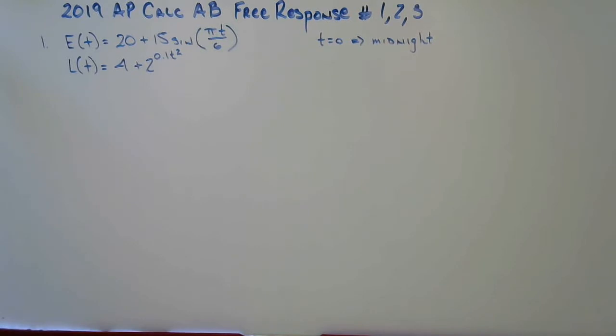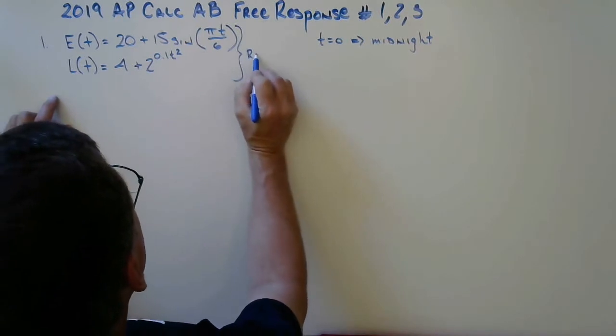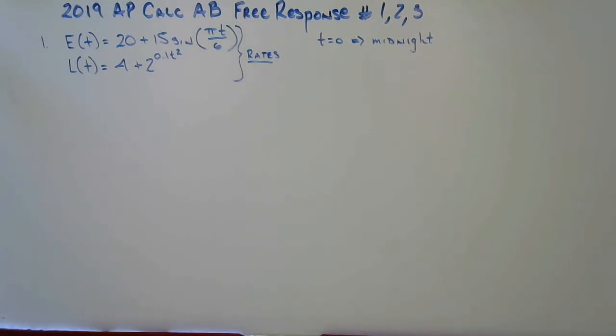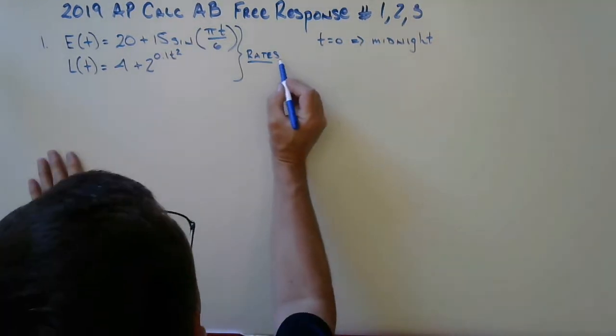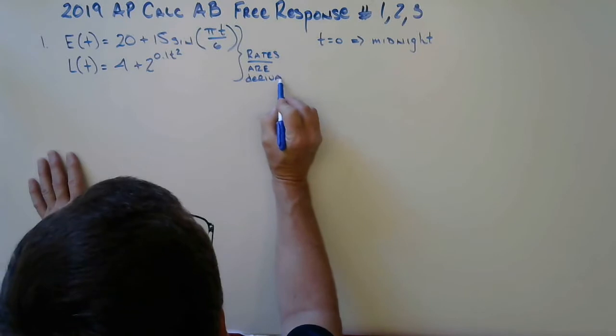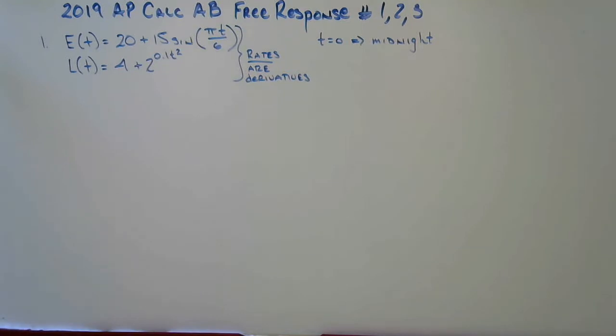So we want to know how many fish enter the lake. Remember, these are rates. Rates mean that's the rate of fish per hour. That's not the number of fish entering the lake. And we know rates are derivatives. Since rates are derivatives, if we want to change a rate into an amount, we need the net change theorem, the fundamental theorem of calculus part 2, that says if we integrate a derivative, we undo the derivative.